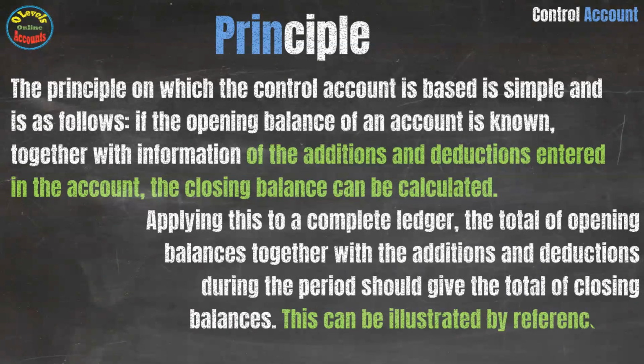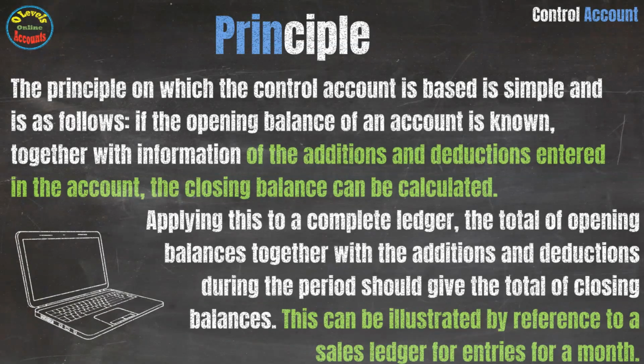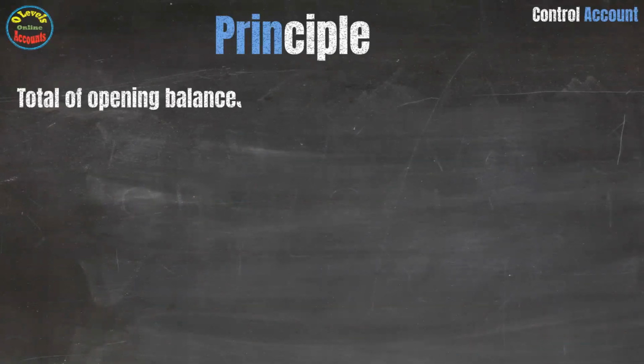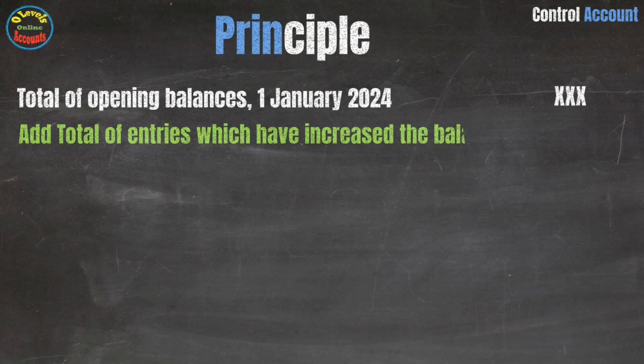This can be illustrated by reference to a sales ledger for entries for a month. Let's check on the other slide. First, we will put the total of opening balances, the 1st of January 2024. Then, add total of entries which have increased the balances of control accounts, applicable on both control accounts, either sales or purchase. Opening balance and the total increased value entries are added together.